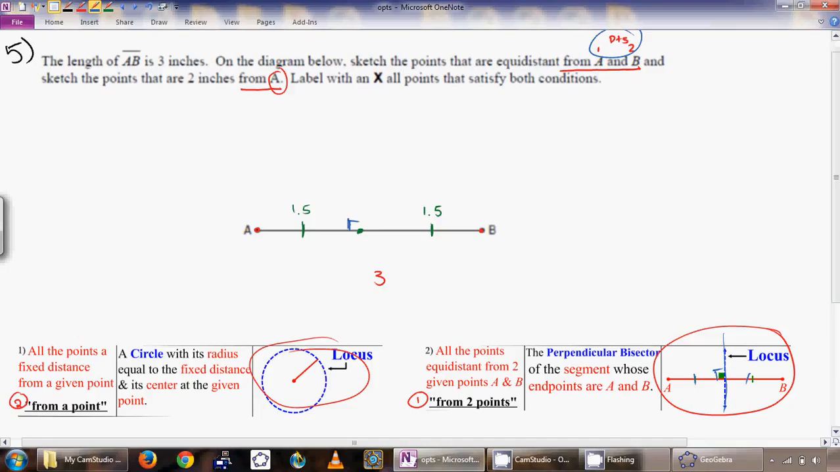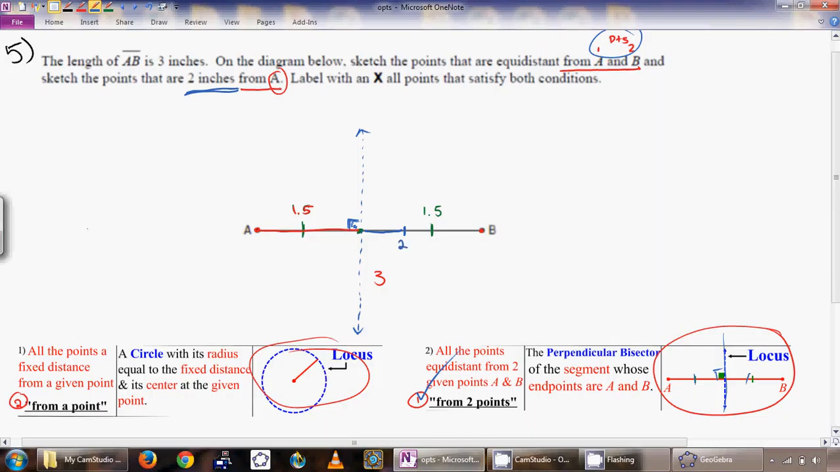I know that my line's got to pass through my midpoint at a right angle. So I'm going to make my locus dotted. Boom, boom, and I can check that off. And then the second one is equidistant from a point, and it's 2 inches from point A. Well, if I'm at point A and I go, I'll do this in red, and I go to my midpoint, that's 1.5 inches. So 2 inches is going to be a little bit more, maybe about here. Okay, so that will be the 2 inches.